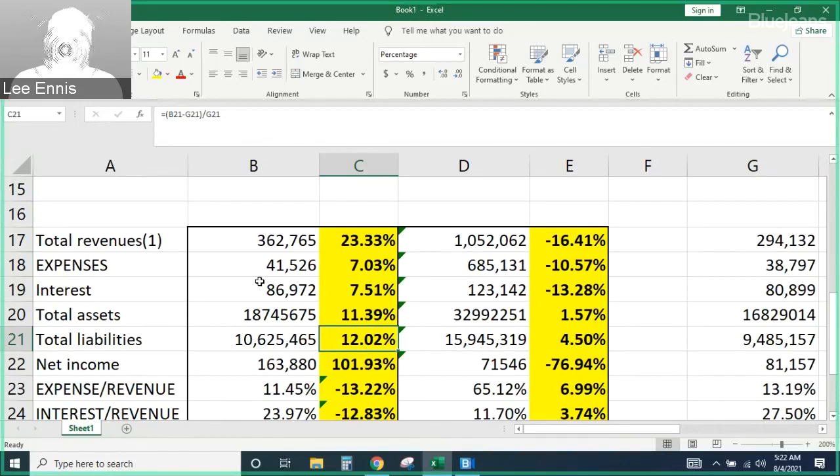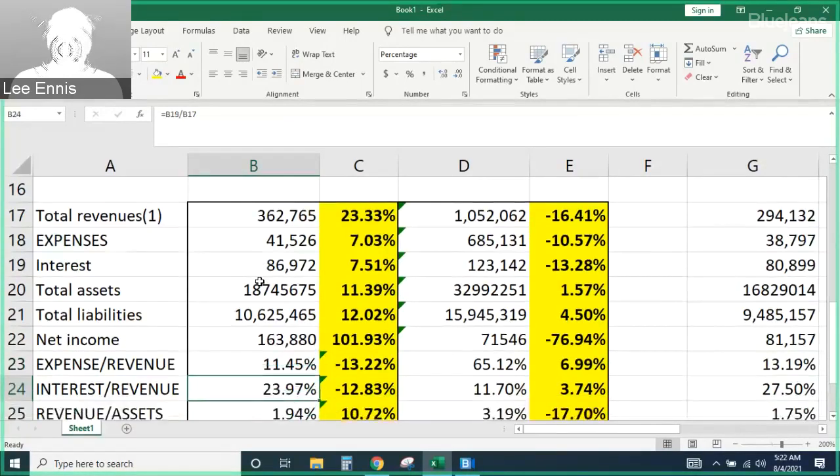I'll go back and look at the liability increase. Same thing here, 12% versus 4%. So they're taking on a lot more debt. Net income jumped up 100% versus a drop of 76% for Welltower. Again, MPW just seems to be killing it. Expenses are 11% of revenue versus 65% of revenue for Welltower. That's a huge difference.